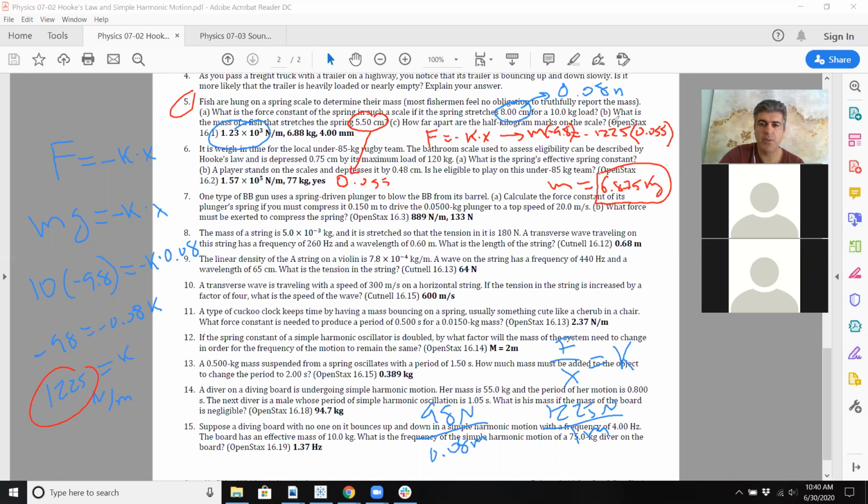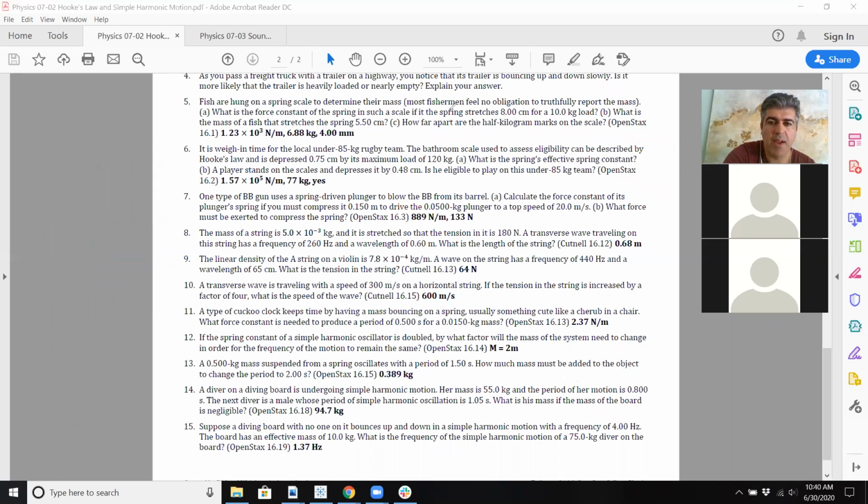So Jonathan, I see you next, so you'll help me out here. So let me clear this. So for part C, they're asking how far apart the half kilogram marks are. So what we're going to do is make up two masses, 1 kilogram and 1.5 kilograms. So we're going to calculate two different distances. So again, Jonathan, how do you help me out? F equals negative kx. And let's focus on M1 right now.